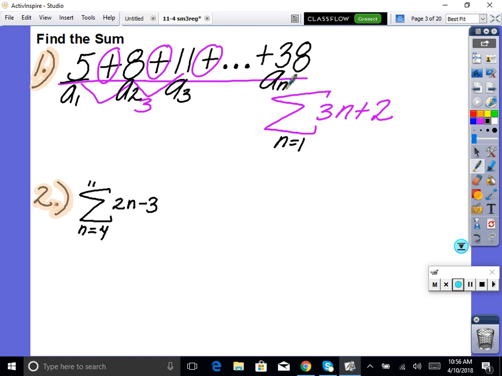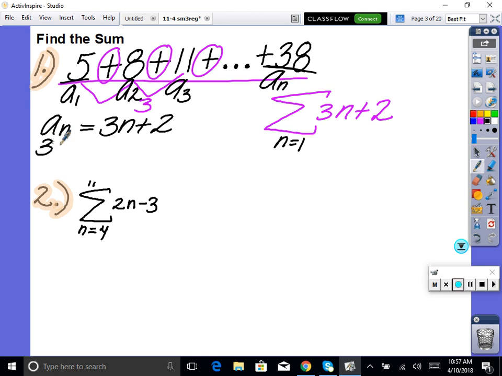So remember, how do we figure that out? Well, we have this formula, a sub n, any term in the sequence was this formula. 3n plus 2, isn't that true? So if this is a sub n, we just don't know what n is. We know what a sub n is. A sub n is 38. We don't know what n is. So plug in what you know.